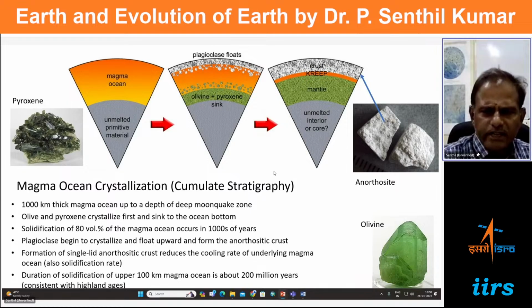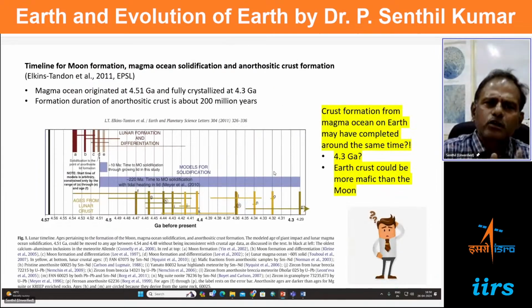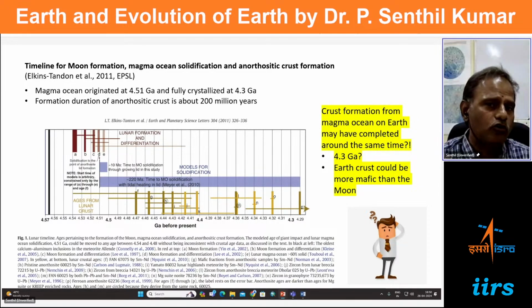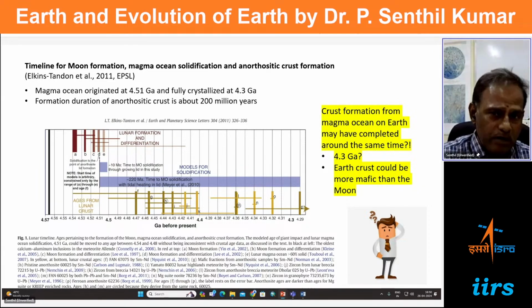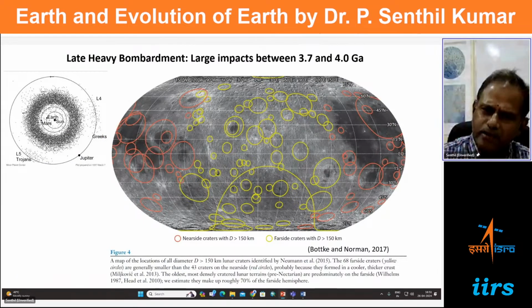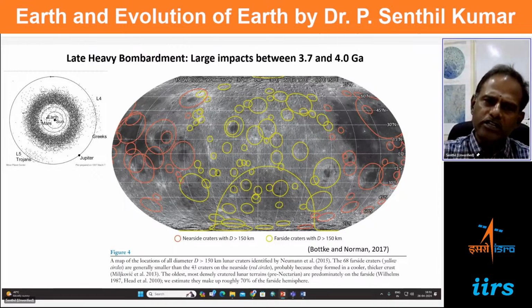This entire anorthositic crust formation took place over around 200 million years on the Moon. We really don't know how much time it took on Mars and also on Earth. But presently, scientists believe that the magma ocean might have crystallized for a period of more than 200 million years on Earth also. Second, once the planet is crystallized, it becomes solid on the surface, and then whatever happens to the surface can be preserved. For example, meteorite impacts.